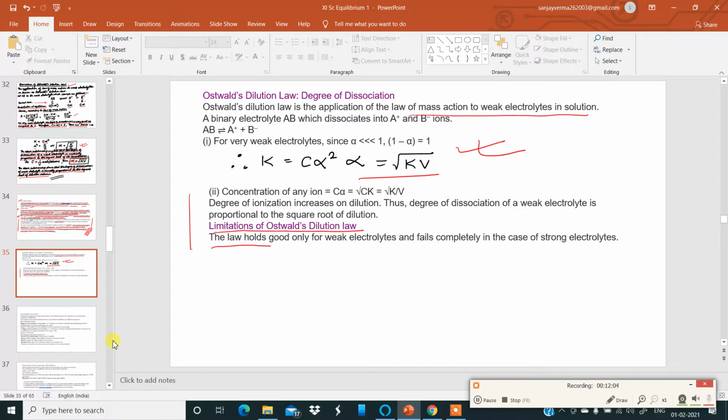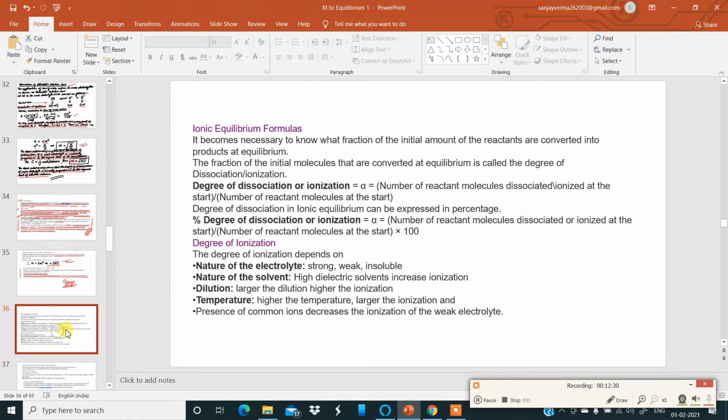The law holds good only for weak electrolytes and fails completely in the case of strong electrolytes. So this is one important point to remember. Whenever Ostwald's dilution law comes into your mind, degree of dissociation, keep in mind that this law holds good only for weak electrolytes, and this law is going to fail if you take the cases of strong electrolytes.